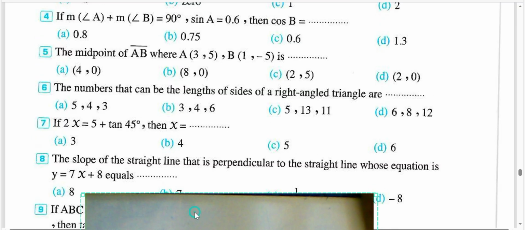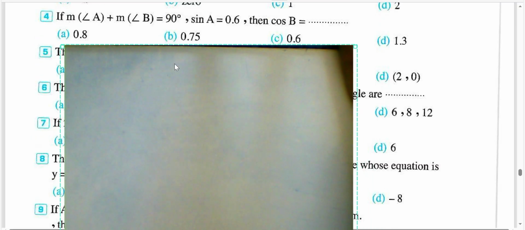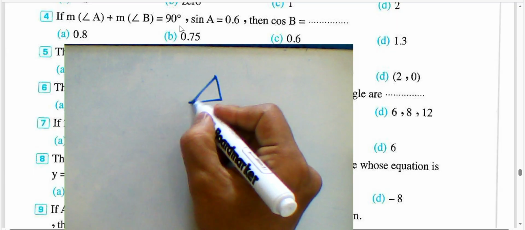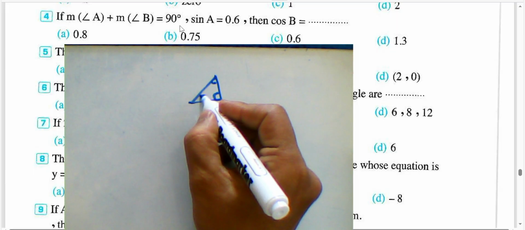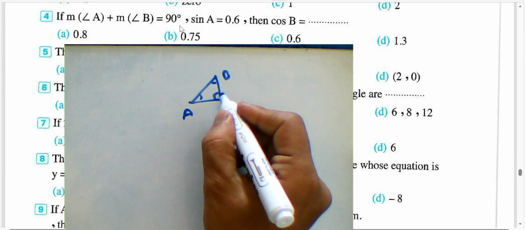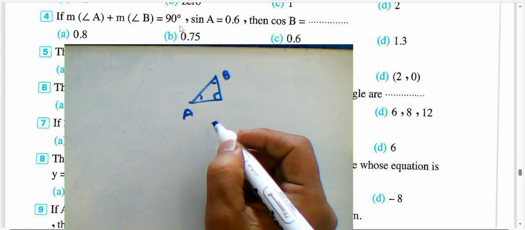Next question, number 4. If the measure of angle A plus the measure of angle B equals 90 degrees, and sine A is 0.6, then cosine B equals. We have the measure of angle A plus the measure of angle B equals 90, then the measure of angle C equals 90. We have here complementary angles. Angle A and B, the sum of them equals 90, then the third angle will be 90 degrees.